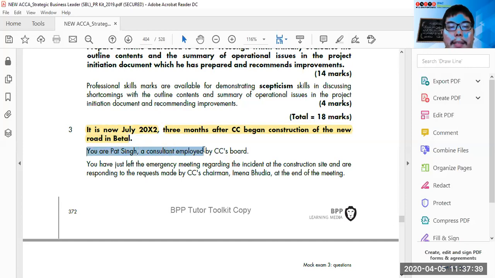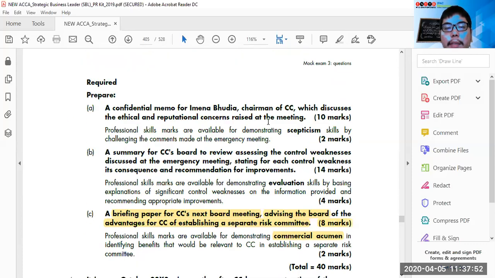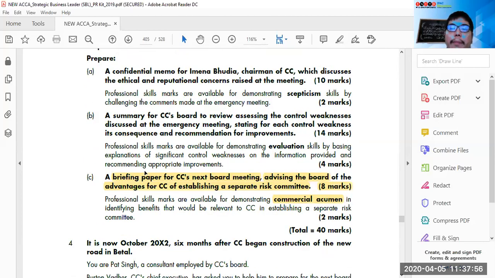Okay, you are Paxing, a consultant employed by the CC board. That is your role. You have just left an emergency meeting regarding the incident at the construction site and respond to the request made by CC chairman Imena Budia at the end of the meeting. Required: let's do C, a briefing paper. That is your format for the next CC board meeting, and your audience is the board of directors.